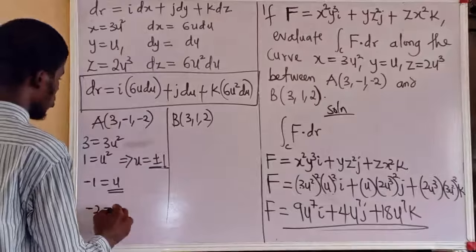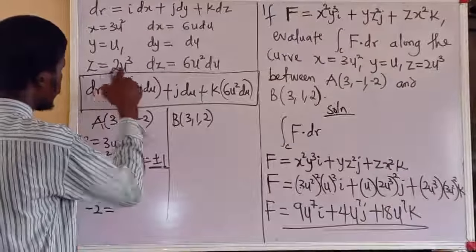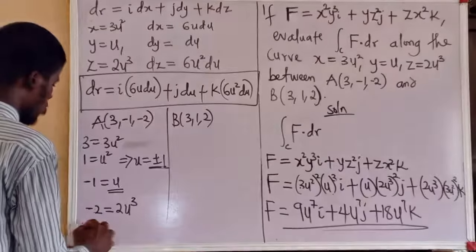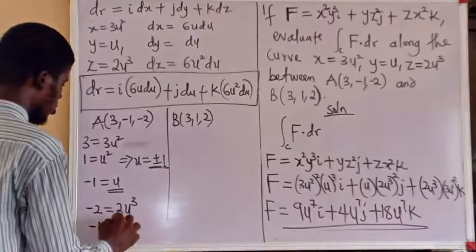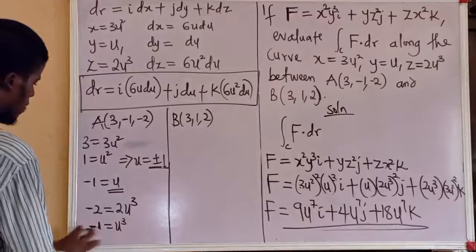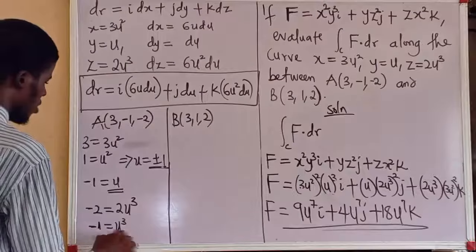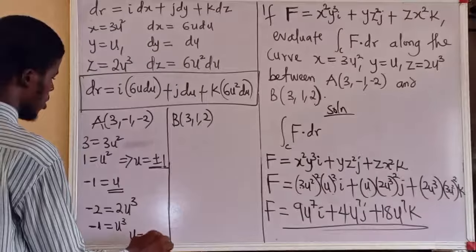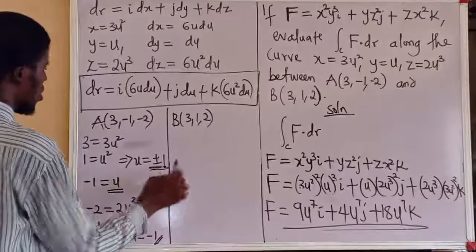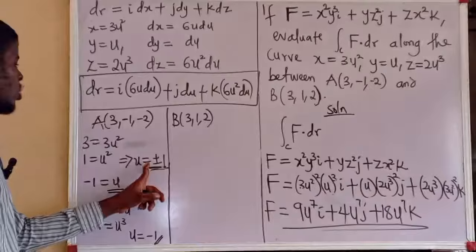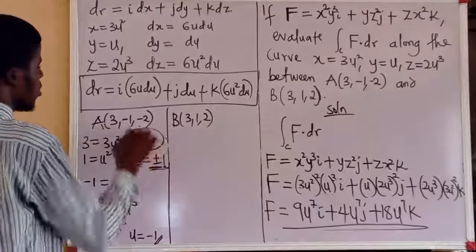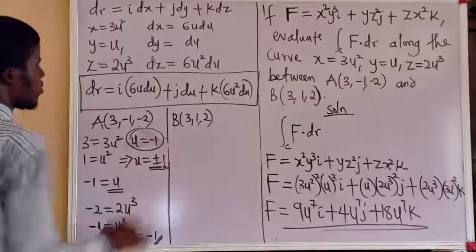Minus 2 is equal to 2 into u cubed. Divide both sides by 2. Minus 1 equal to u cubed. The cube root of minus 1 is minus 1. This implies that u is equal to minus 1. So u must be minus 1. Here I'm going to take minus 1. That is to say, this point corresponds to u equal to minus 1.